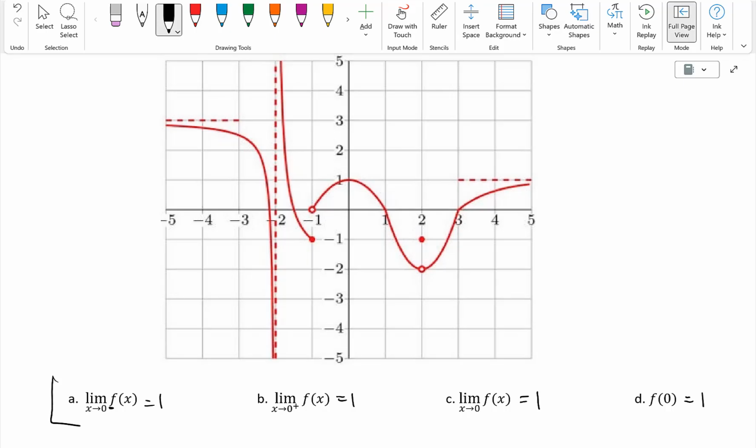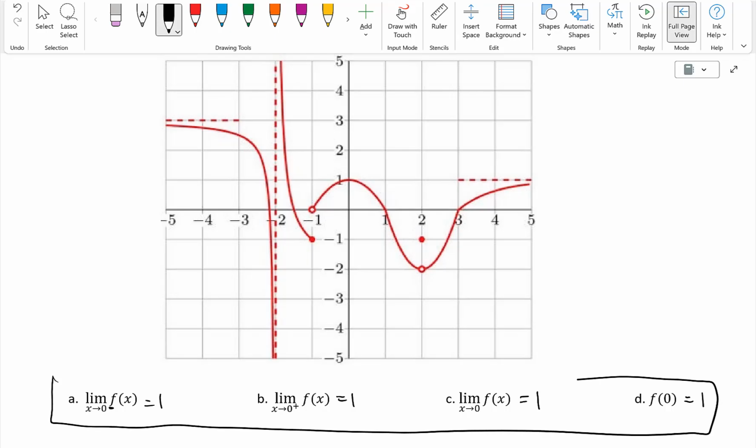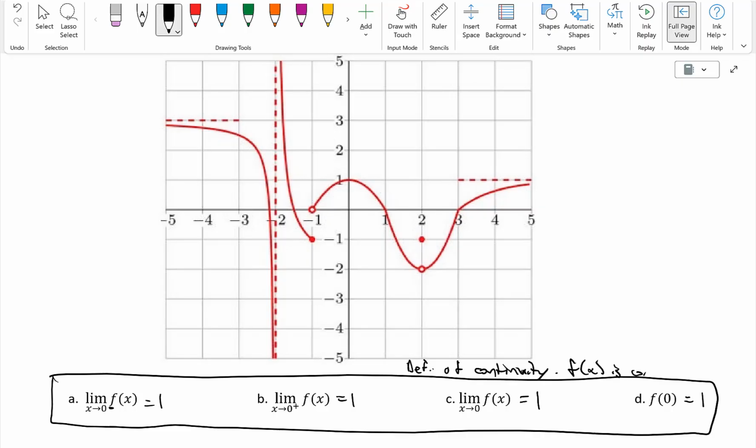And so what we can highlight here, and you'll do way more with in calculus, is our definition of continuity. Right, so we could say f of x is continuous at x equals 0. So for our limit to exist, left and right limits have to be the same. If the limit value and the function value both exist and are equal, we're continuous at that point.